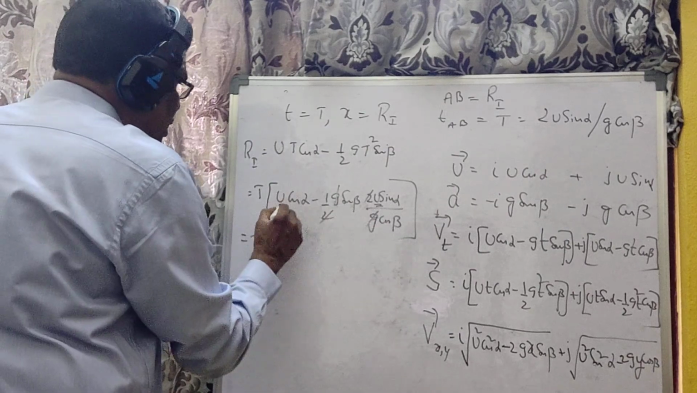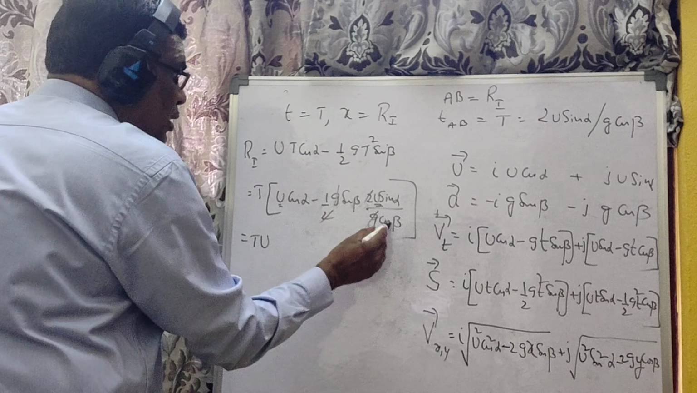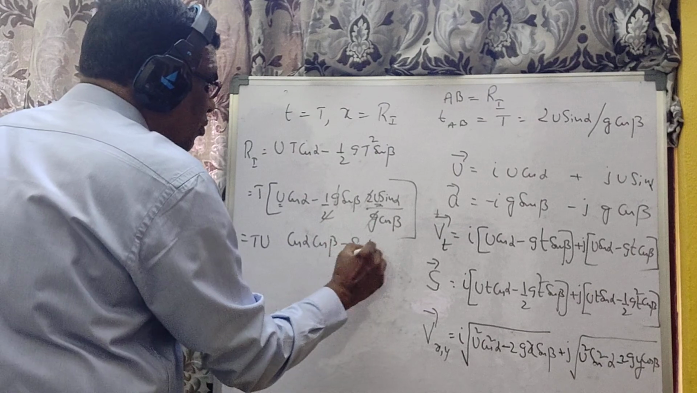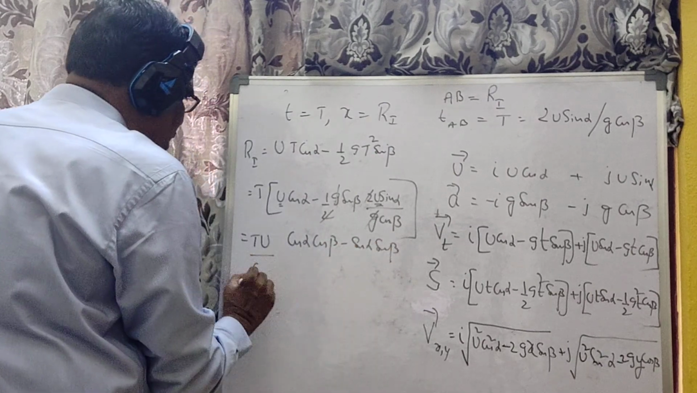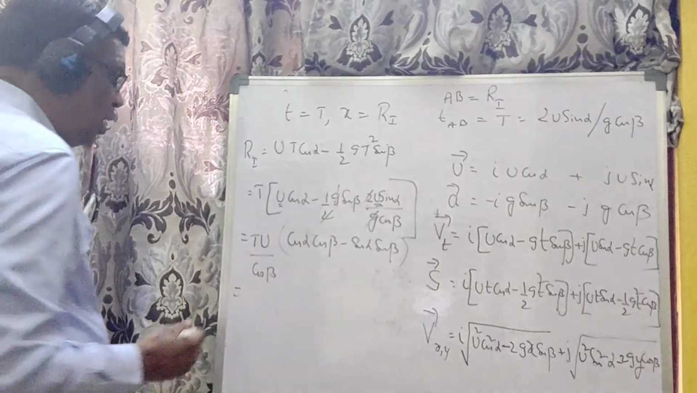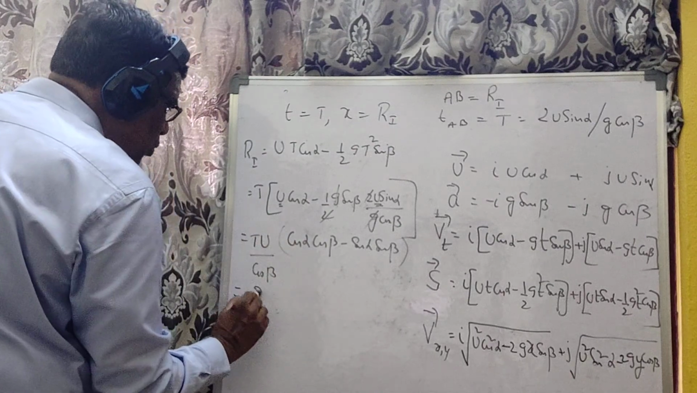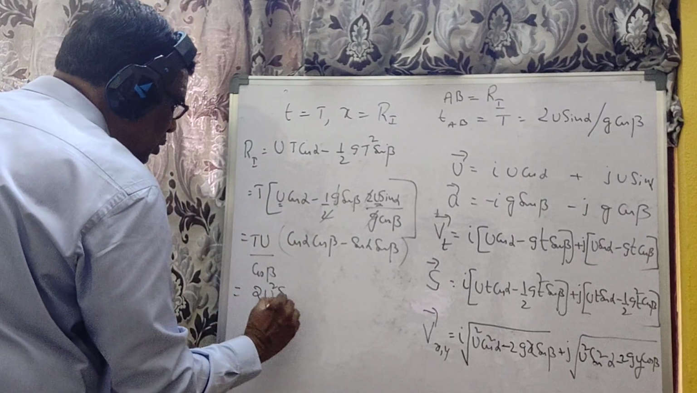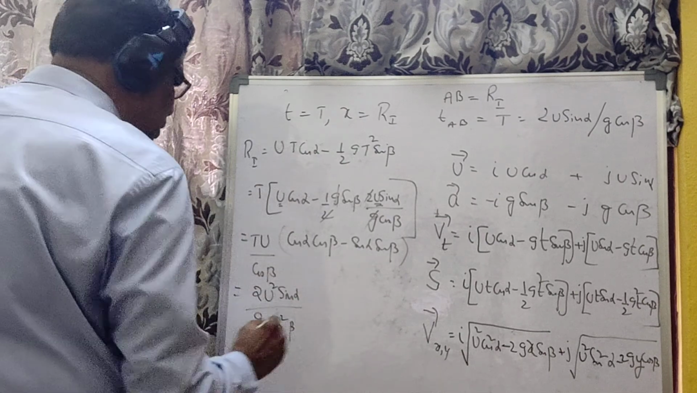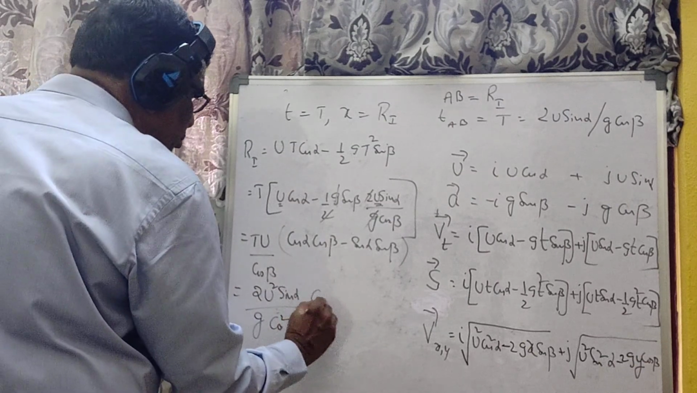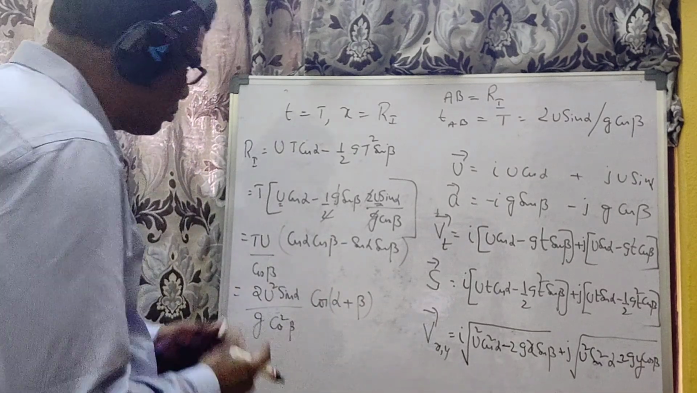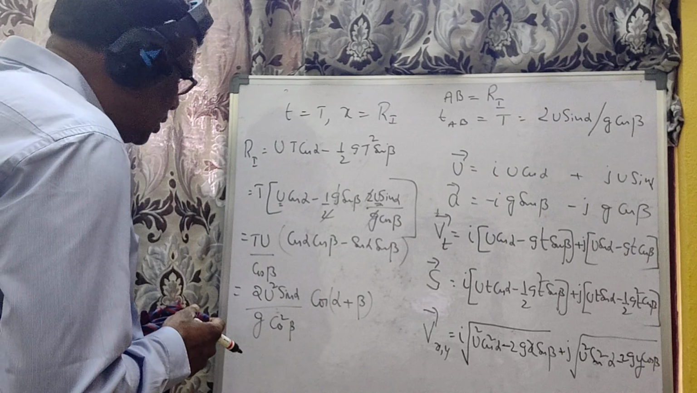There is one u here, there is another u, I remove it, and then this becomes cos alpha cos beta minus sin alpha sin beta by cos beta. You know very well, all this is cos of alpha. And now t you can substitute 2u sin alpha by g cos beta. Now what am I getting? Cos of alpha plus beta. Now, it all depends on in which one do you want it.